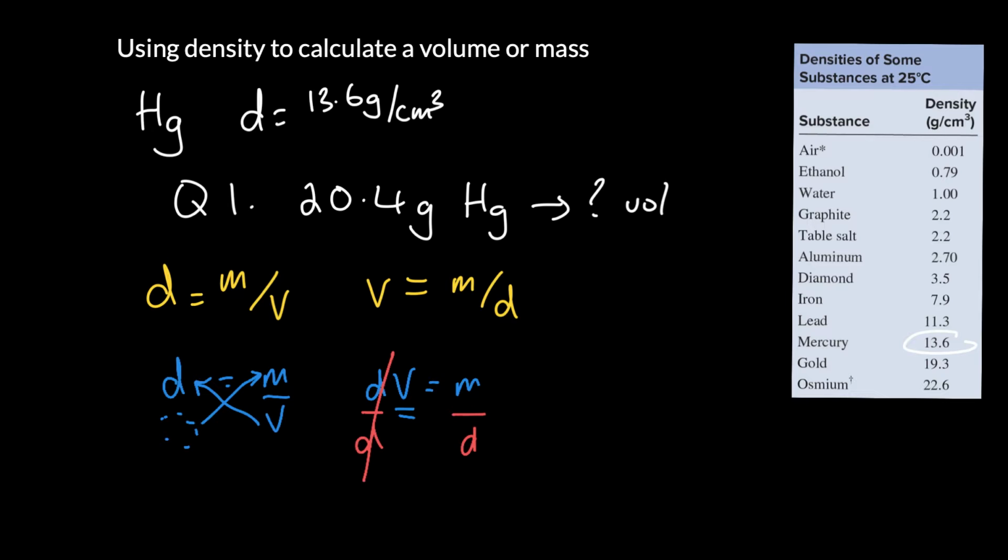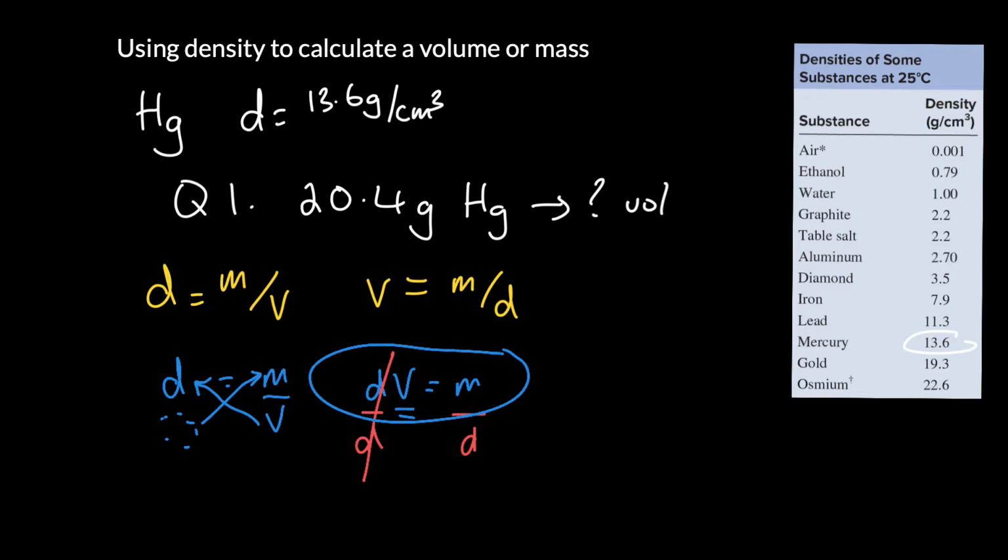And conversely, if you were solving for something like mass, then you would take this equation over here, density times volume equals mass, and you'd already have it figured out, wouldn't you? So mass is density times volume. So that's how you quickly rearrange these equations. So let's go ahead and finish off our calculation.